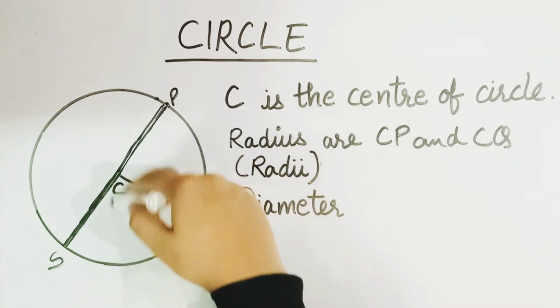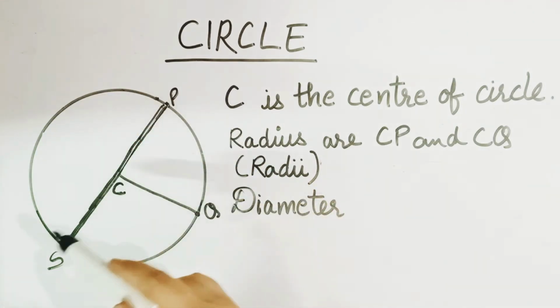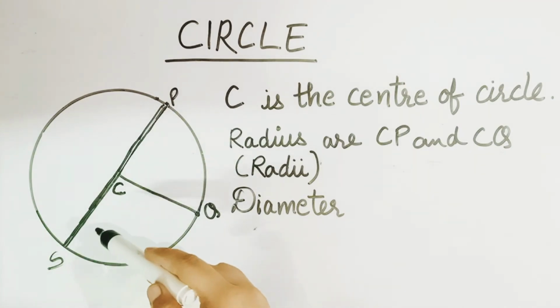Either this point or these or this, but the condition is it should pass through the center point, that is C. So this is the diameter.